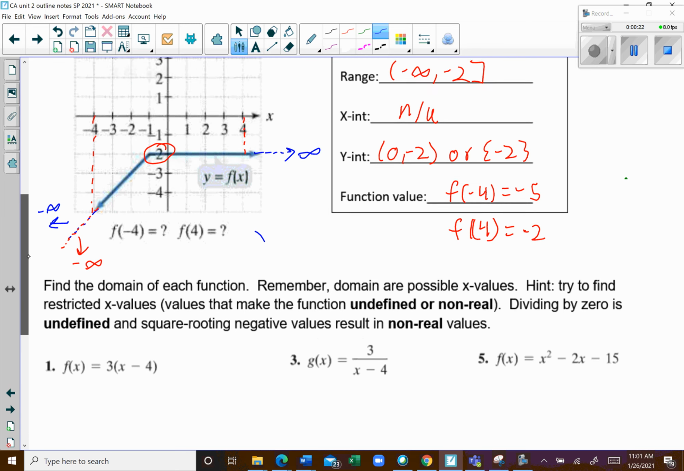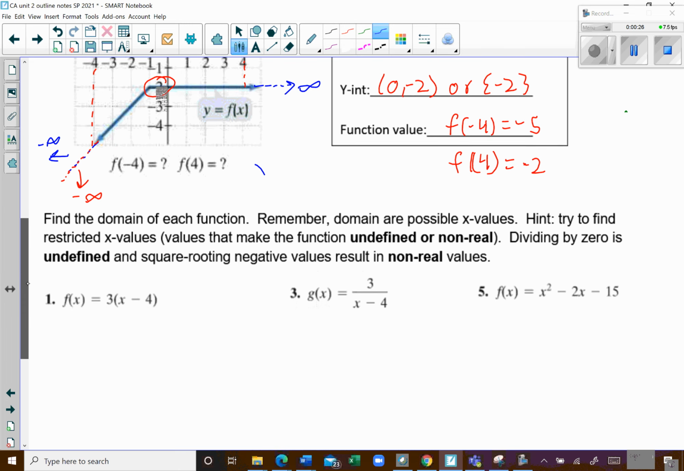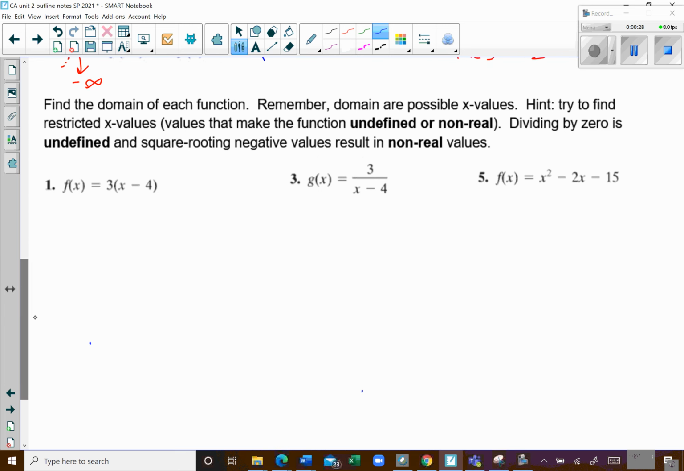Up here you have pictures, and you can kind of rationalize it to yourself a little bit easier. But when you're given equations, it can be a little bit more challenging. So I'll give you a couple hints here.